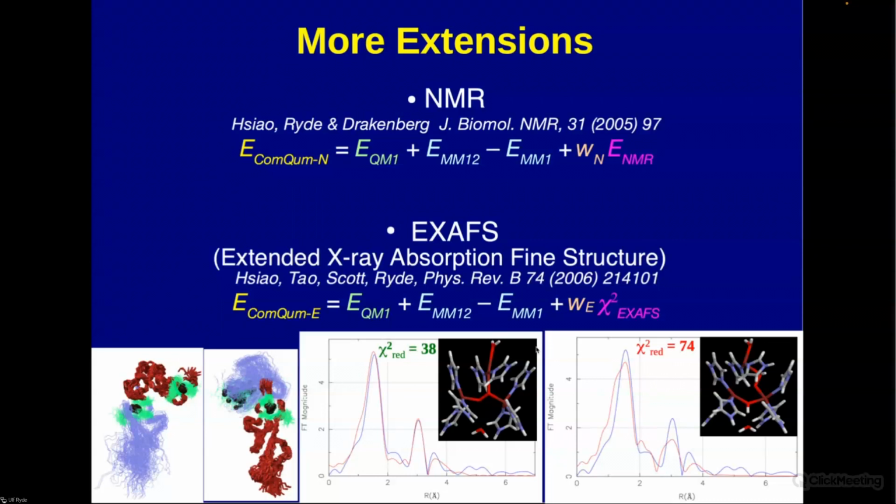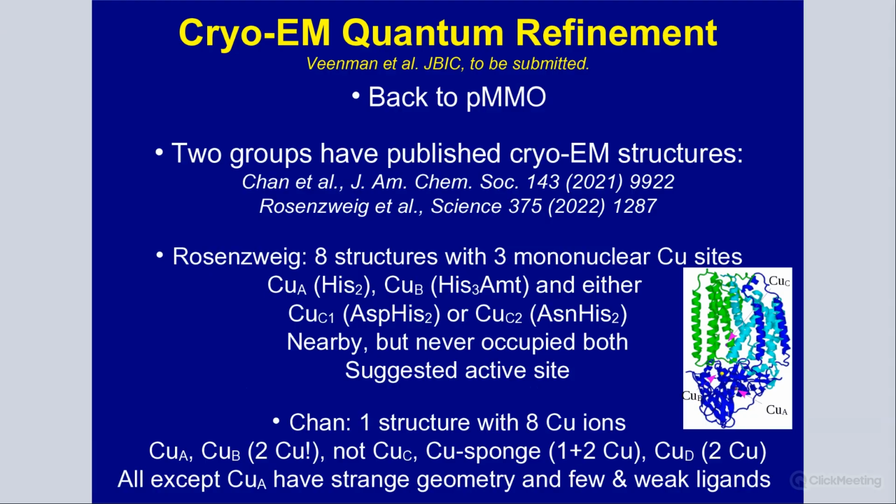And then the other group is by Sunny Chan, who has always argued that the active site is a 3 nuclear kappa cluster. And they did 1 cryo-EM structure where they see the kappa A and B site. They don't see kappa C, which is Rosenzweig's active site, but instead they see what they call the kappa sponge with 3 kappa ions, 1 plus 2. And then they see 2 kappa ions in what they think is the active site, where they had expected 3 kappa ions.